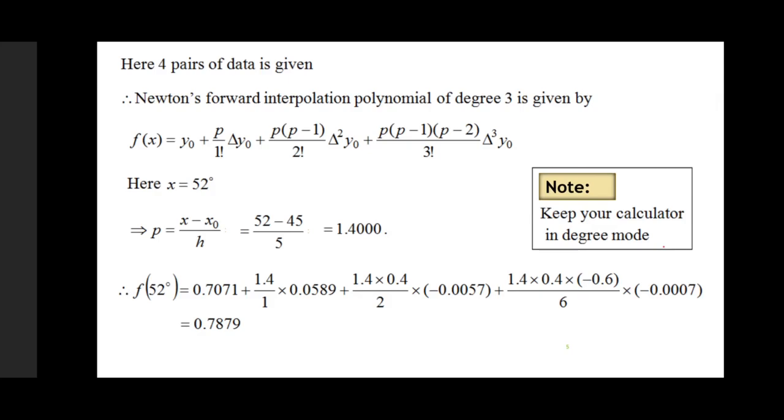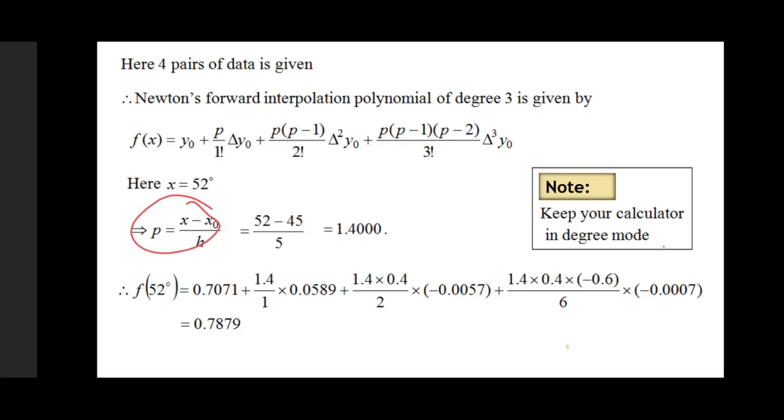Using this table, we can calculate the value of P and apply Newton's forward interpolation formula. Since four pairs of data are given, we use Newton's forward interpolation polynomial of degree 3. We have four data points, therefore we use the four-term interpolation formula. Now let us substitute the given values into the formula.